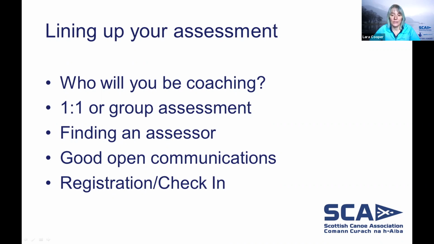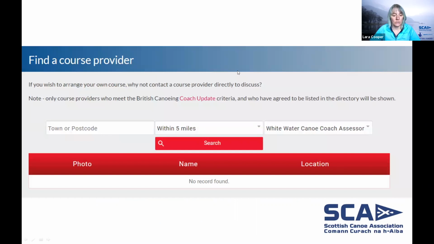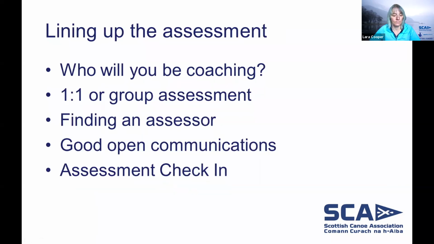Your assessment can be organised as a one-to-one with you and the assessor, or as a bigger group. The easiest way to find an assessor is to use our Find a Course Provider search function. Go to canoescotland.org, Coaching and Leadership tab, and find a course provider. This takes you to a screen where you can search for an assessor. If you leave the town or postcode blank, this will bring up the contact details for all of the registered assessors, and you can get in touch to see if they're available.